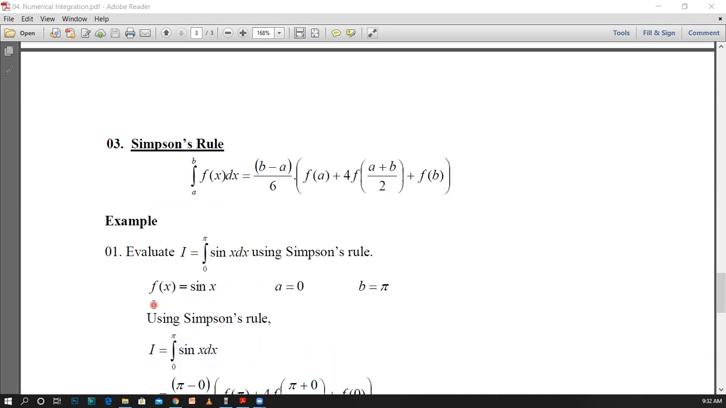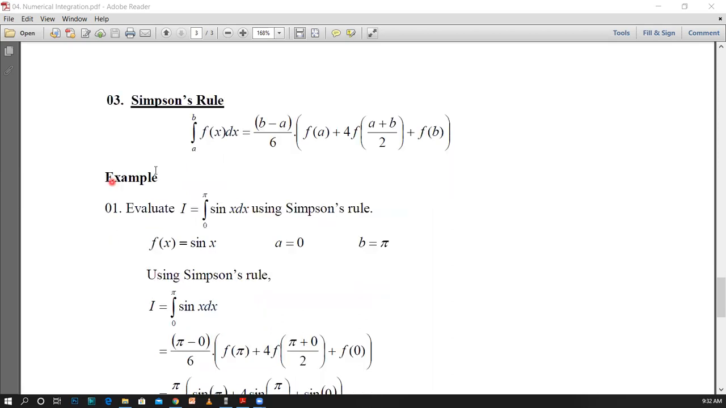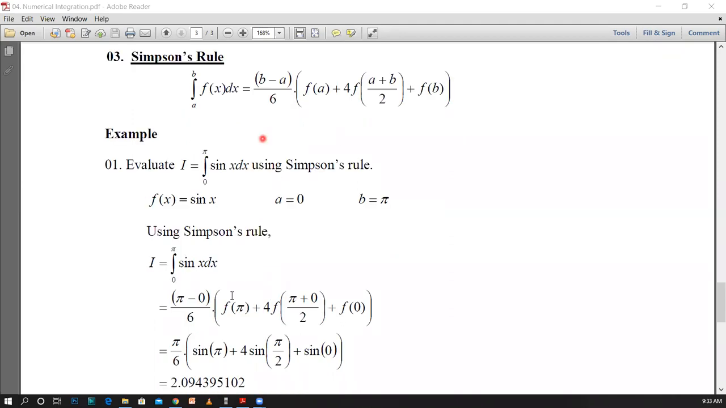You can go through this example here. We are evaluating the integral of this function using Simpson's rule. Here also we need to identify the quantities f(x), a and b. If I use these values, the function is sin x, the value of a is 0, and the value of b is 5. Then you can use the appropriate substitution. Instead of b minus a, you can say it is 5 minus 0, divided by 6.